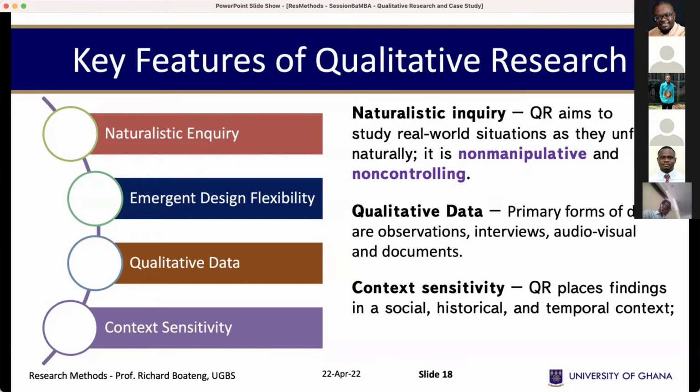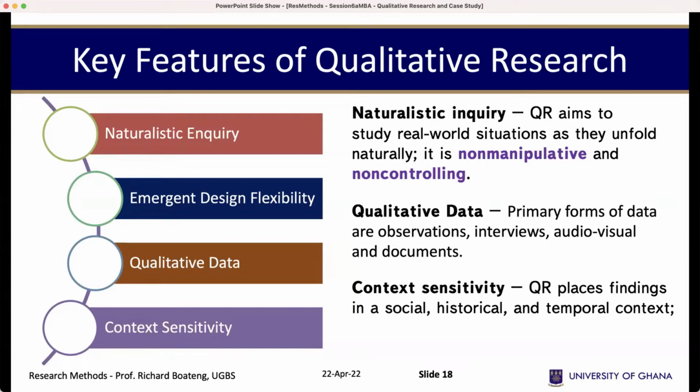Then you also have context sensitivity. You have to understand that whatever you are studying happened in a context. And that means that you have to appreciate the social, historical, and temporal nature of the context. For some of the topics you are studying, you have to place them in context to get a picture of even the nature of competition, how it was affecting the firm to make a particular decision.